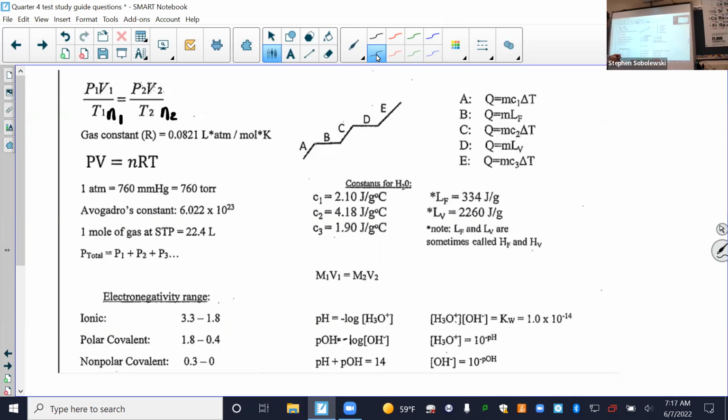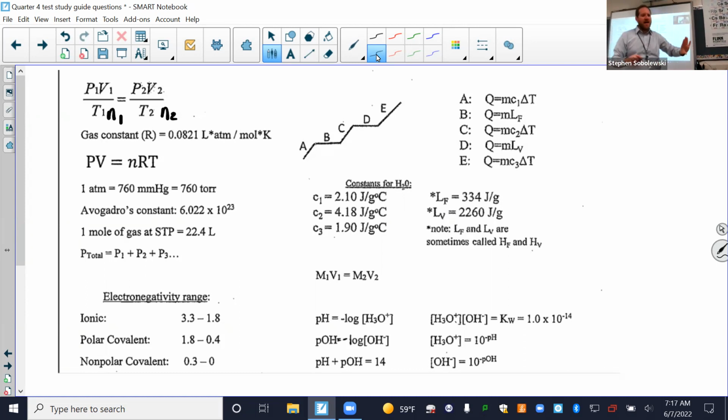The gas law below that is PV = nRT, and you can see R is given as the ideal gas constant. That's what you use when you have a gas that's not changing. We have the pressure conversions below that. We have Avogadro's number, which is the number of particles that equals 1 mole. We have the volume of any gas at STP. We have Dalton's law of partial pressures.